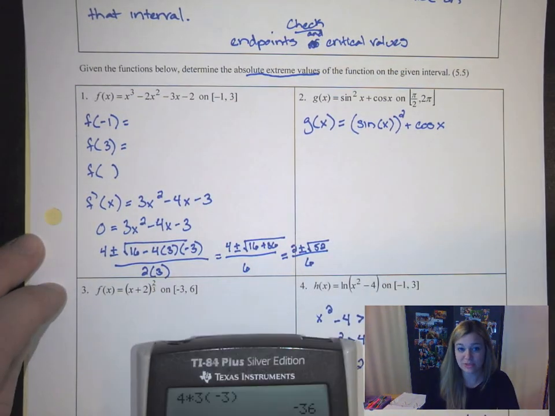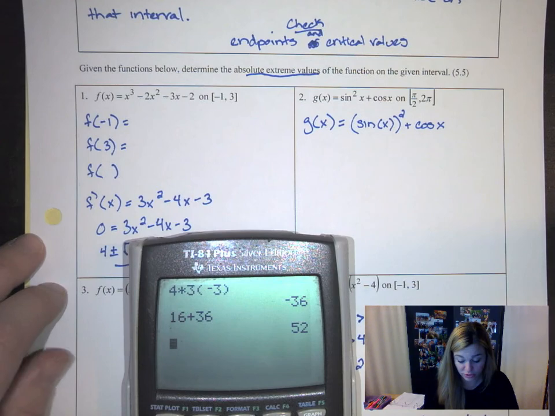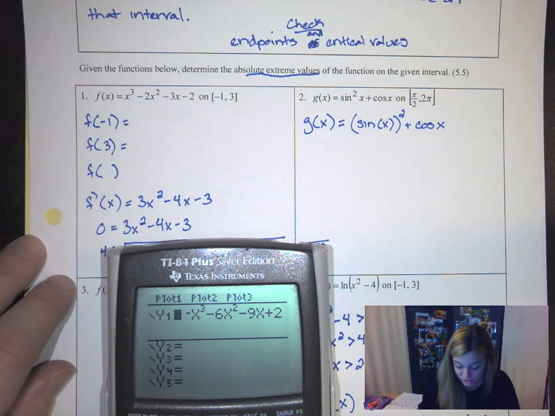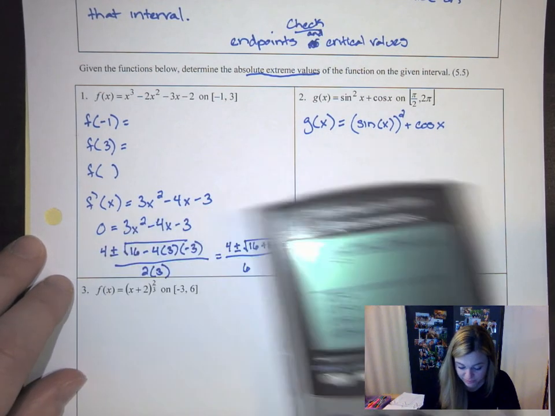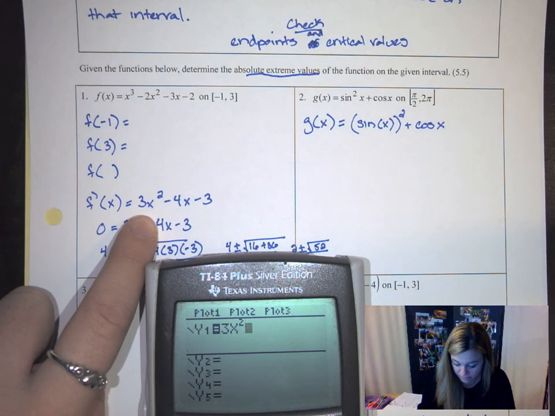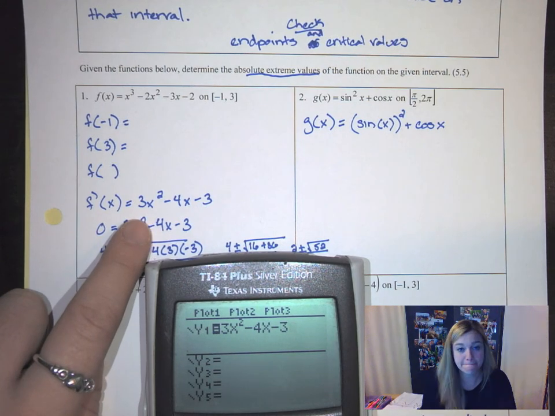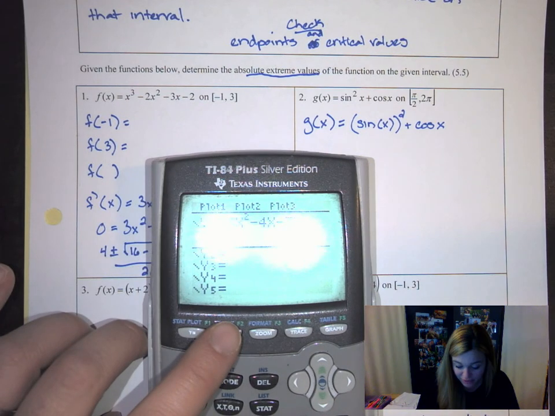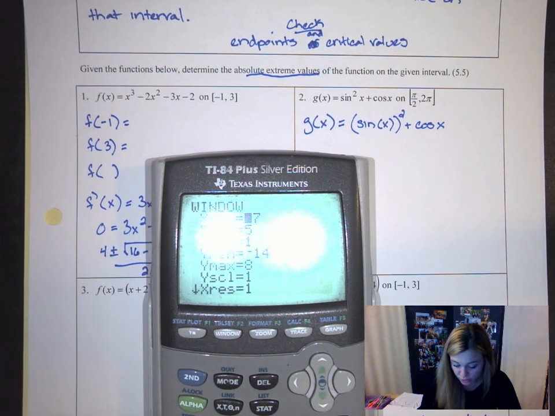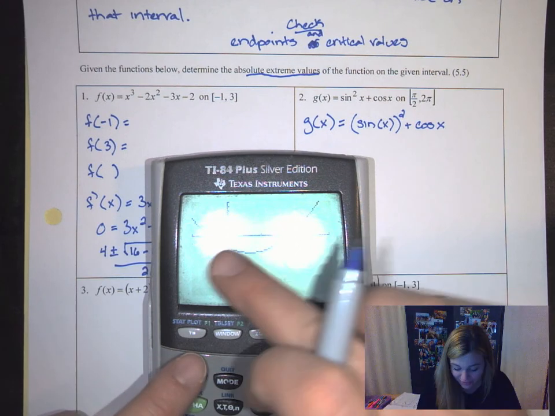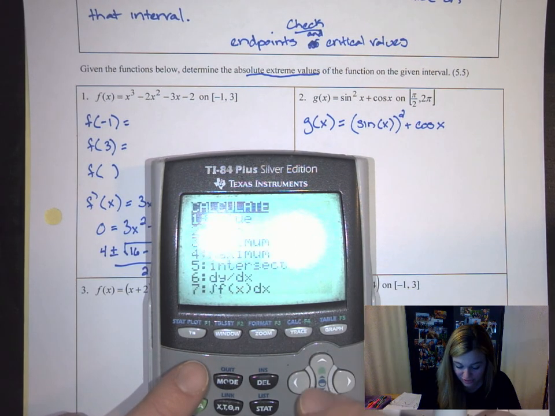If you were like, Miss DeWald, you lost me, I'm not cool with what you were just doing, you could have just taken this and said, well, I want y equals, and I'm going to turn this off here. I'll just delete it. You could have put in 3x squared minus 4x minus 3. And then you do zeros, so this is only on the interval from negative 1 to 3. So I'm going to go window, negative 1 to positive 3. I find the zeros. Second, calculate, zero.